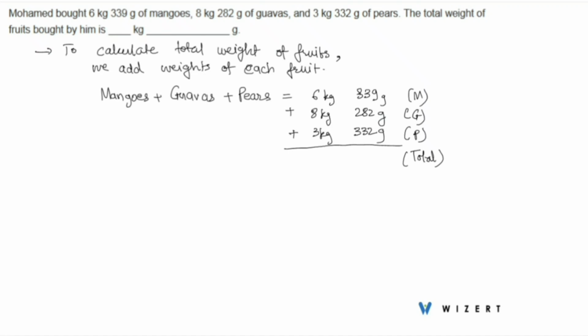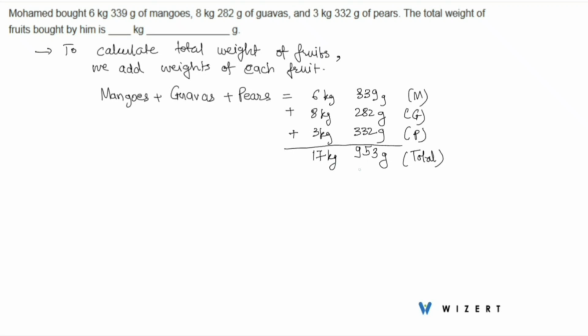So 9 plus 2 is 11, 11 plus 2 is 13. So 3 here, 1 carried. 8 plus 3 is 11, 11 plus 1 is 12, 12 plus 3 is 15. So we have again 1 carried. So 3 plus 1 is 4, 4 plus 2 is 6, 6 plus 3 is 9. We have 953 grams over here, and in kgs we have 8 plus 3 is 11, 11 plus 6 is 17 kgs.